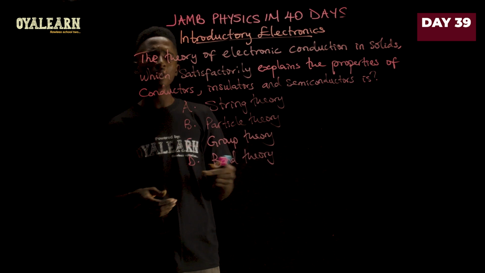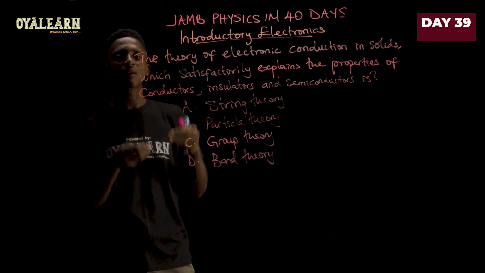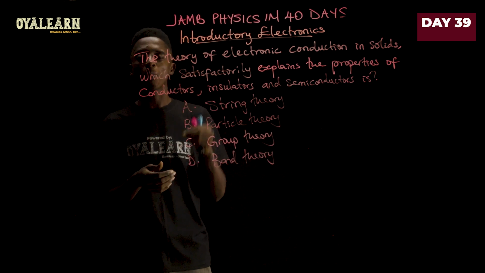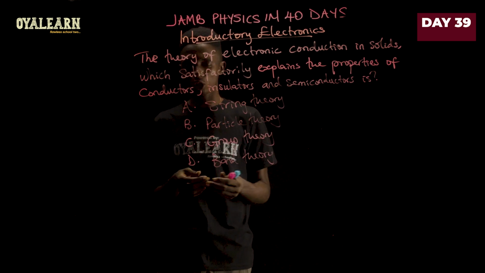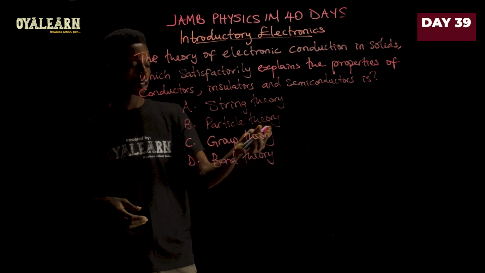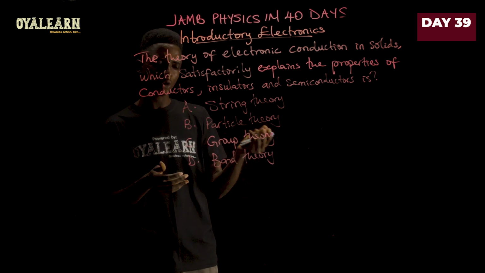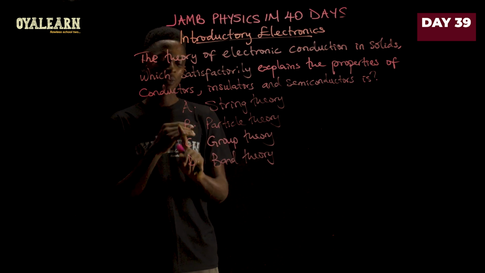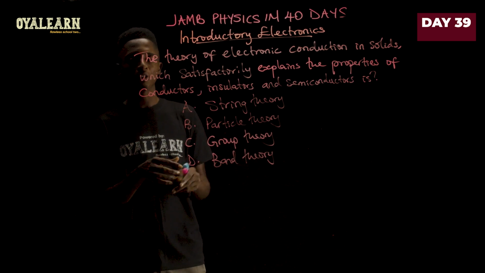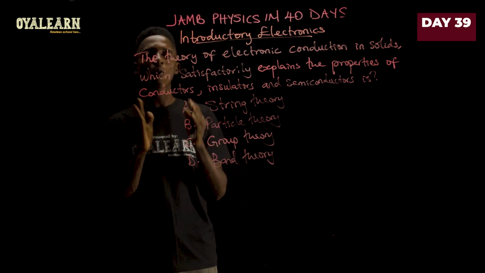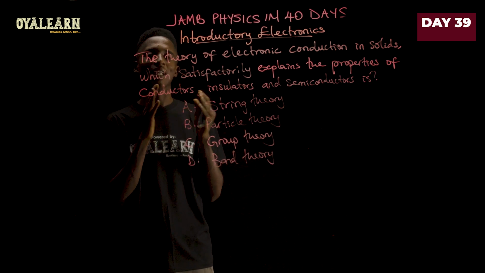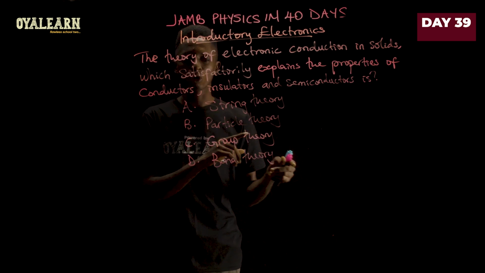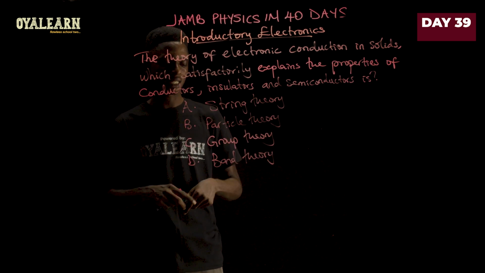Now, for particle theory, this one is explaining how all materials or all substances in matter are made up of tiny particles known as molecules, right? And then C is group theory, which is also a mathematical attempt to explain symmetry, okay? But D, which is band theory, is what explains how band gaps can differentiate between conductors, insulators, and semiconductors. So therefore, the answer to this is option D.